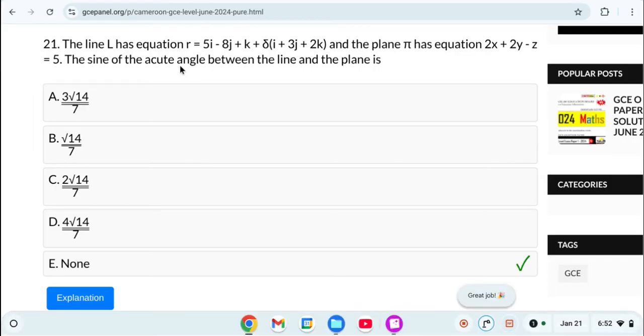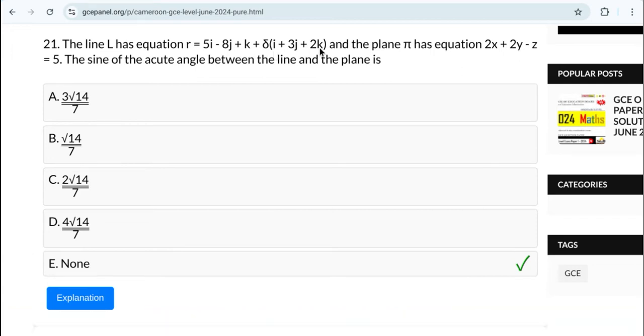What you just need is the direction vector of the line, which here is i plus 3j plus 2k, and the normal to the plane. The normal to the plane here is 2i plus 2j minus k. You can see it from 2x plus 2y minus z. So that's the normal. So how do we get the sine of the angle between these two?